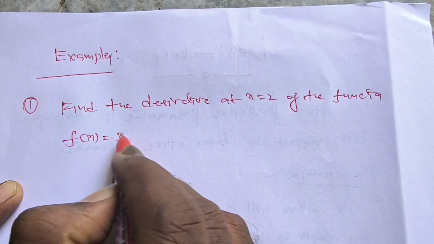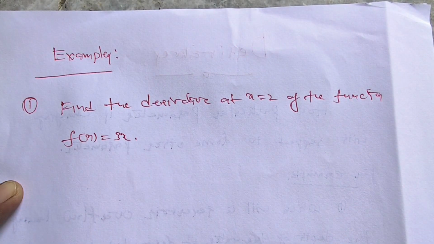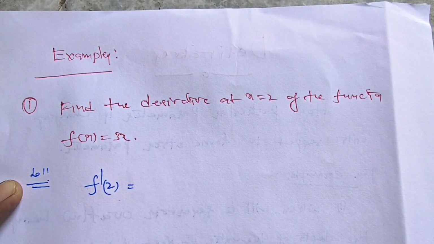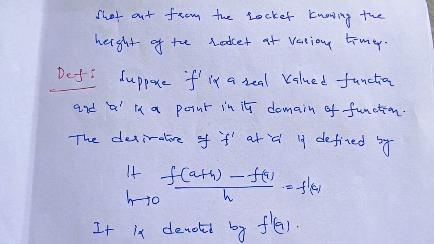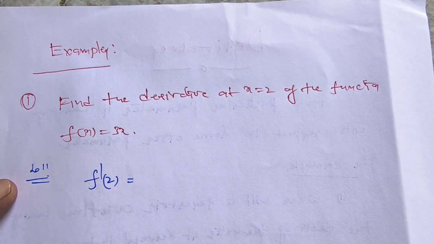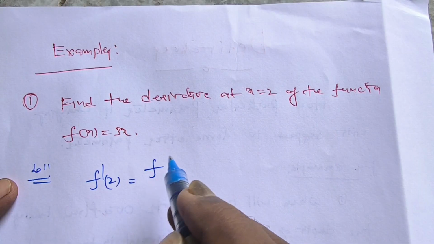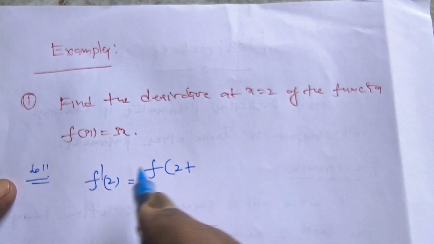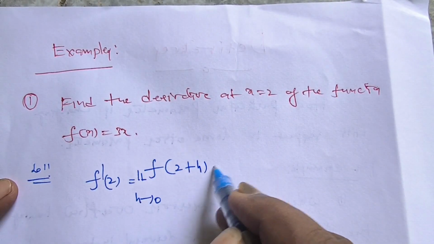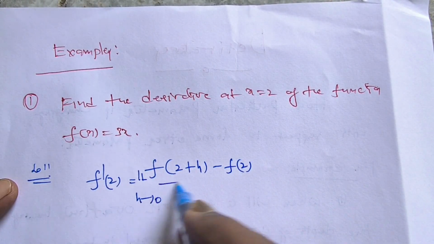Examples. The first one is, find the derivative at x is equal to 2 of the function f of x is equal to 3x by using this definition. Here the given function is f of x is equal to 3x and the a value is 2. So now f dash of 2 equals limit h tends to 0 of f of 2 plus h minus f of 2 by h.